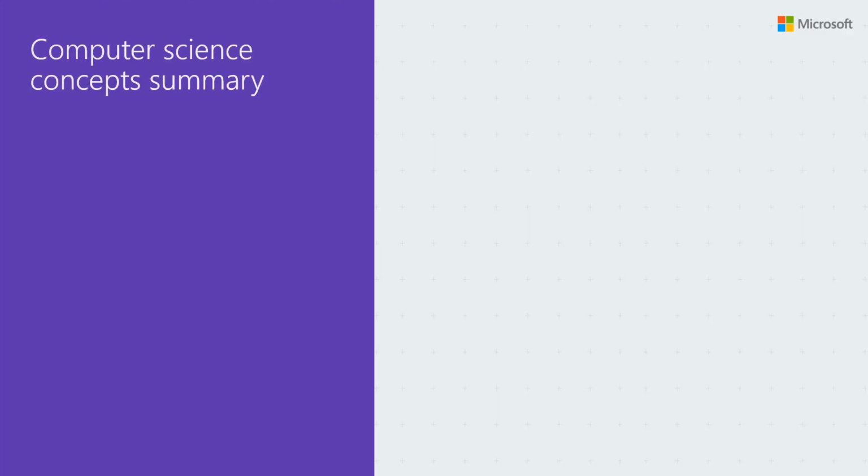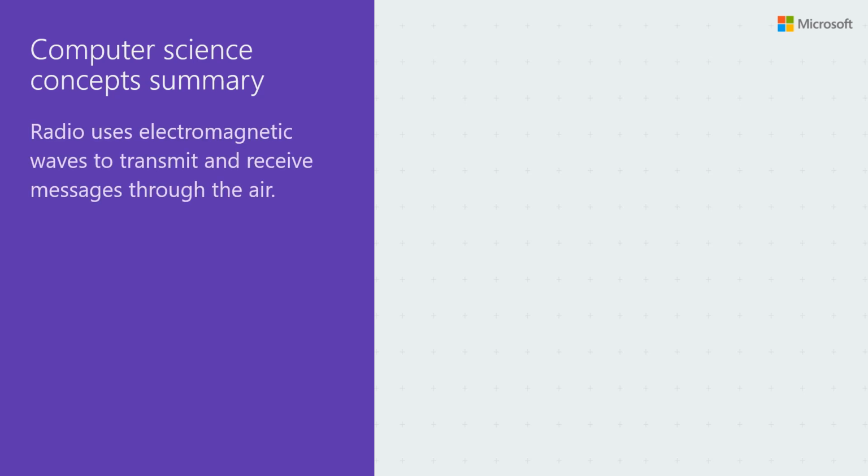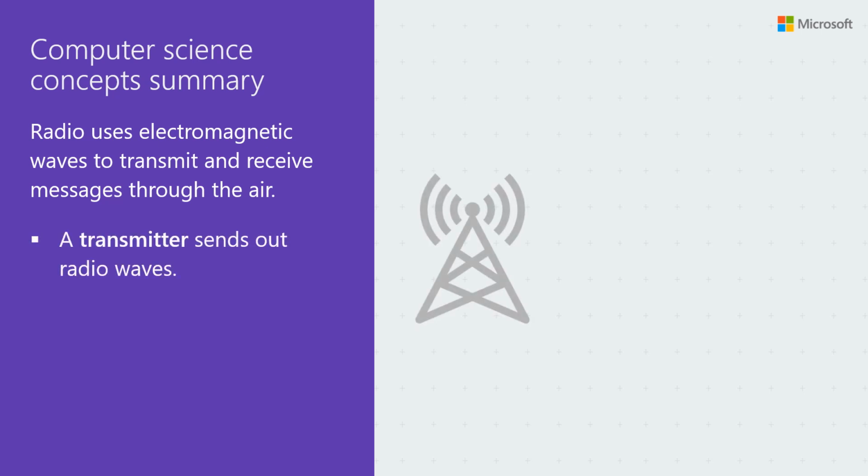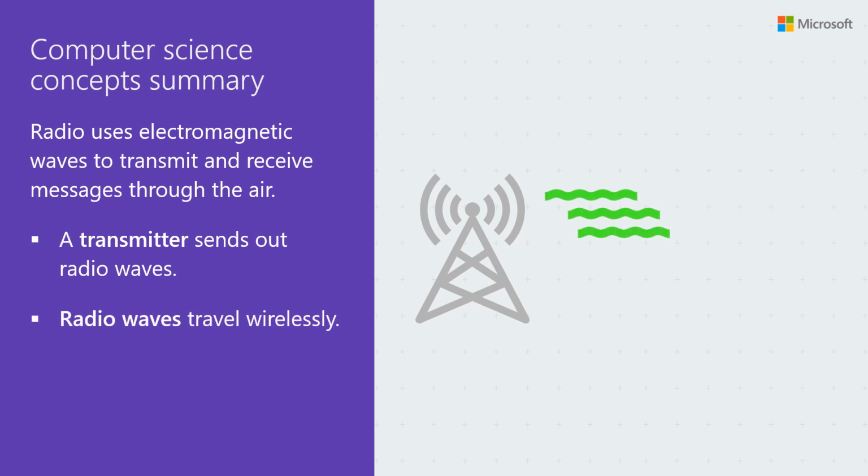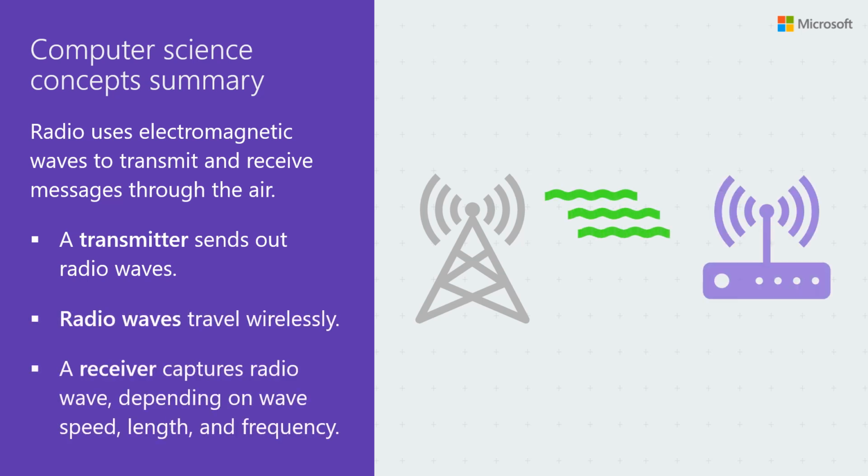Now, you likely think of a radio as an object that you listen to, but radio also means sending electromagnetic energy as waves from one place to another without using a wired connection. In simple terms, the equipment that sends out a radio wave is known as a transmitter. The radio waves fly through the air, even great distances, and the antenna of a second piece of equipment, which is called a receiver, captures certain radio waves as they pass by. Which radio wave the receiver captures depends on the specific wave speed, the length, and the frequency that receiver is set to receive.